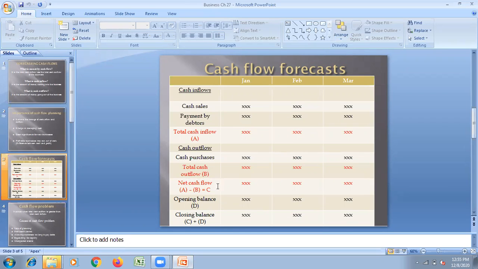For net cash flow, before opening balance, we'll talk about net cash flow. Now, what is the formula? I have written it here in my notes as well. A minus B is equal to C. That is, A is total cash inflow, B is total cash outflow. So you will subtract total cash outflow from total cash inflow. So you will get what?